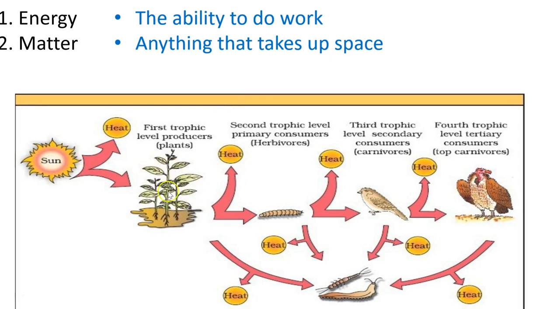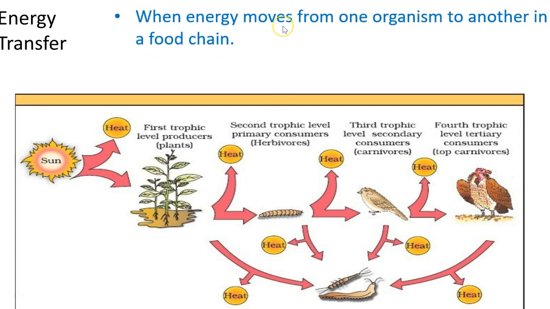So the plants, of course, is matter. Heat is energy. The chemical energy moving along here is energy. An energy transfer is when energy moves from one organism to another. So energy is going to transfer from the plant to this herbivore right here, the centipede. And that's an energy transfer from one organism to another. When this eats that, it's going to transfer again. That's an energy transfer to the bird.